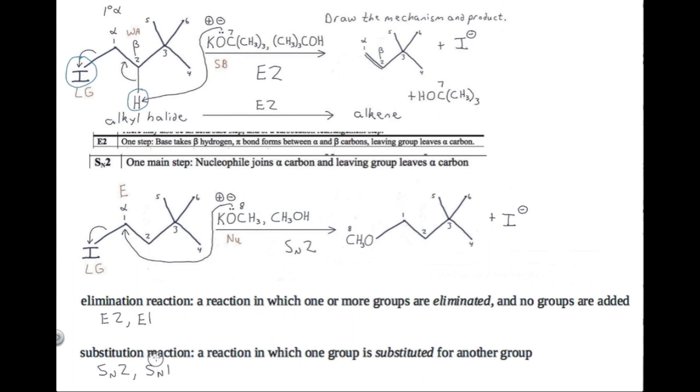SN2 and SN1 are both substitution reactions. The S stands for substitution. By the way, the N in SN2 and SN1 stands for nucleophilic. These are considered nucleophilic substitutions, because the thing that substitutes into this molecule is a nucleophile. Again, an elimination mechanism is a mechanism in which one or more groups are eliminated and no groups are added. E2 and E1 are both elimination mechanisms.